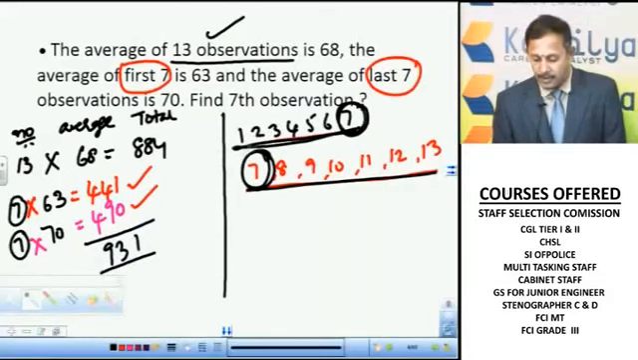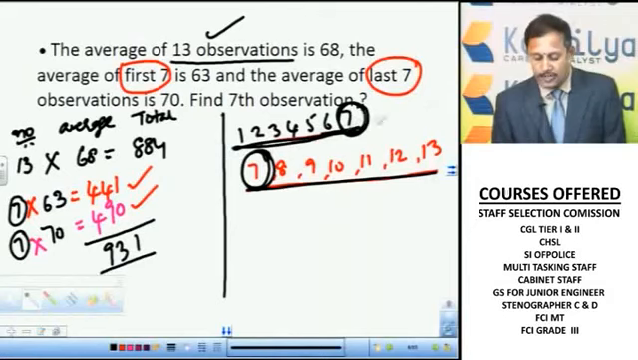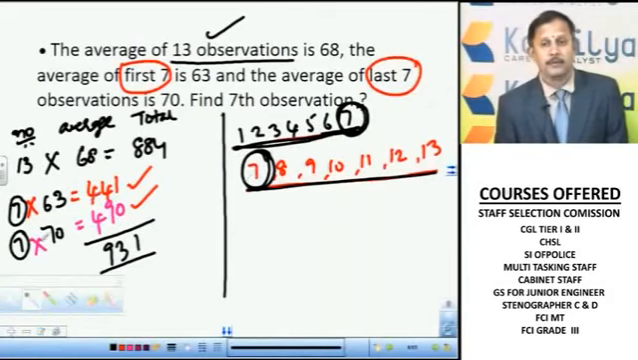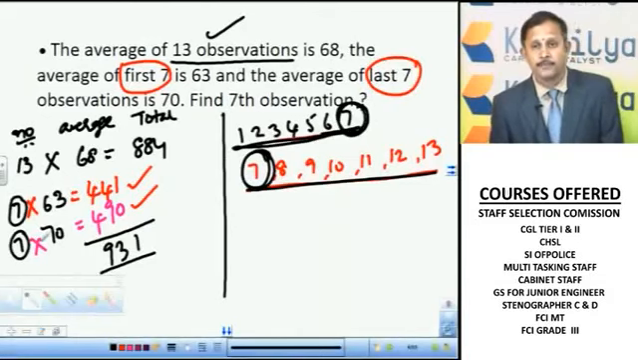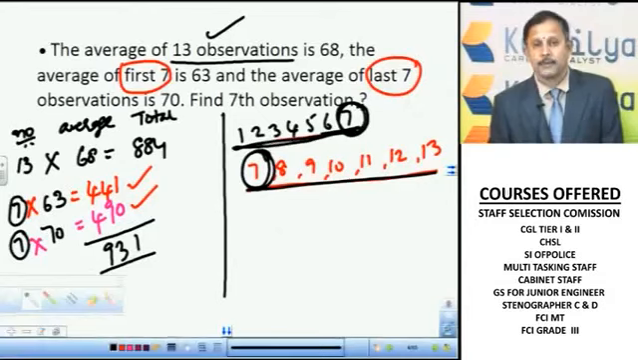I repeat it. The average for first 7 is 63. Therefore the total is 441. The average for last 7 is 70. The total is 490, right? So if you add these two, this 931 is the total for all these elements written here.